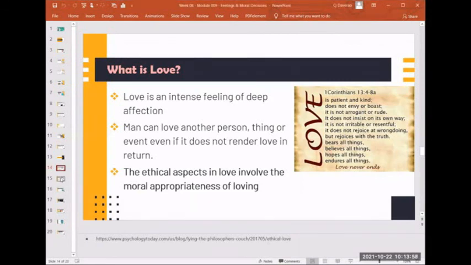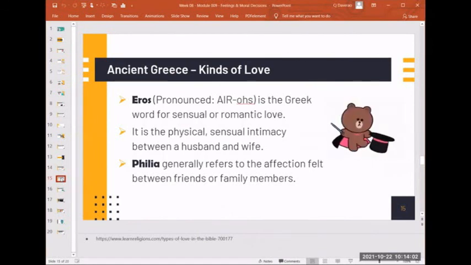In ancient Greece, they have learned three different kinds of love. First one is Eros. This is a Greek word for sensual or romantic love. Ito kasi yung natutunan natin, di ba? Eros love. This is the physical, the sensual intimacy between a husband and wife. So it is stated here, husband and wife, kasi yung sensual intimacy shouldn't be enjoyed yet with boyfriend and girlfriend. But what the reality is doing, they have already enjoyed the sensual intimacy, even kahit walang label.